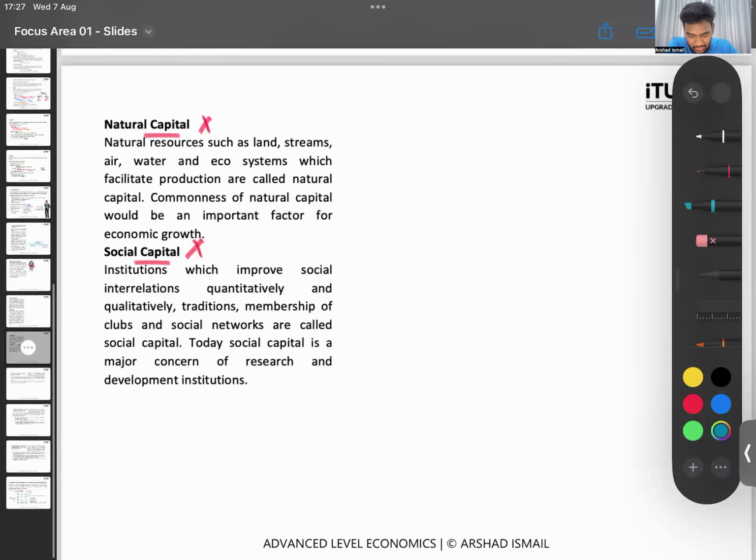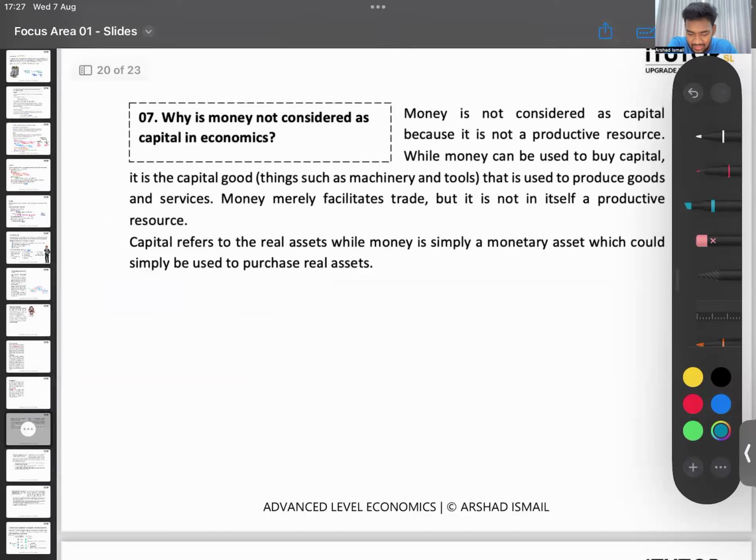A few more things just to add. The difference between labor and human capital: labor is simply the physical and mental effort of the people. Human capital is the knowledge, the skills, the experience of that labor. So human capital is a much more advanced concept. Okay. Why is money not capital in economics?